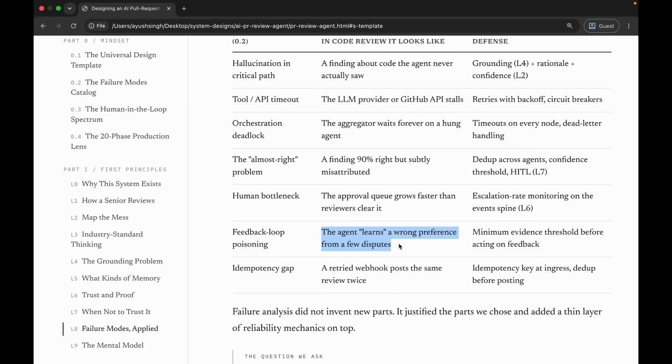Agent learns wrong preferences from a few disputes. So a minimum evidence threshold before acting on feedback, which means some feedback was given from a wrong engineer, but later, not every feedback is good. People say, right, do not take every feedback. You should take what makes sense. So we'll be having an evidence threshold before acting on the feedback.